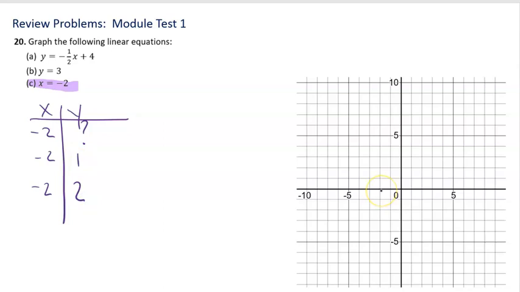So if x is -2 and y is 1, that would be there. If x is -2 and y is 2, that would be there. If x is -2 and y is 3, you see the point. So that's going to give us that vertical line at x equals -2. My line doesn't look terribly vertical, but just pretend that it is.